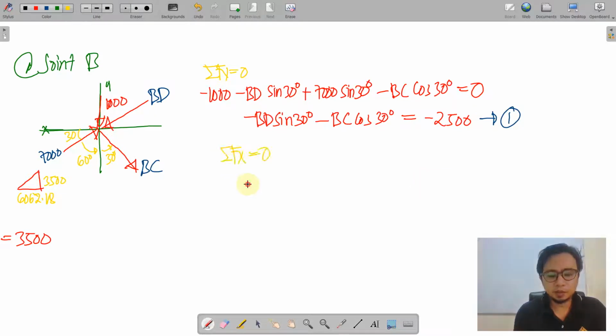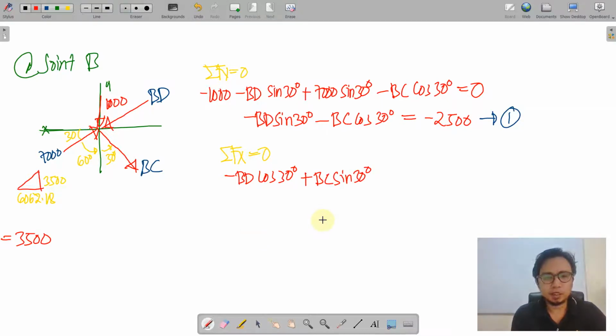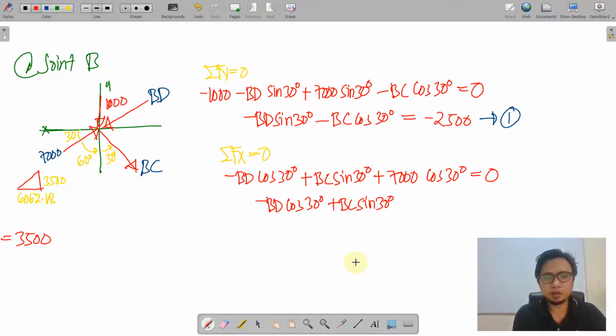For summation forces x is equal to 0, we have leftwards BD cosine of 30 degrees, rightwards BC sine 30 degrees, and another rightwards 7,000 cosine 30 degrees. All of these shall be equal to 0. So again, this equation is arranged in a manner complying with the arrangement of the first equation, so that we can easily determine the unknown variables. We retain BD and BC on the left side and transpose 7,000 cosine 30 on the other side. Let this be our equation 2.